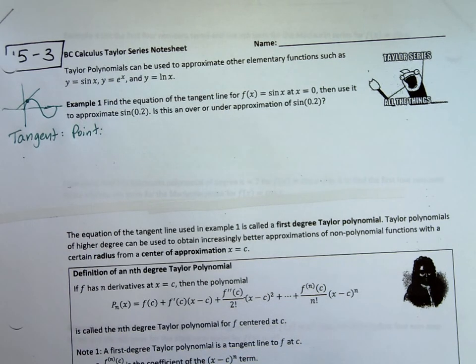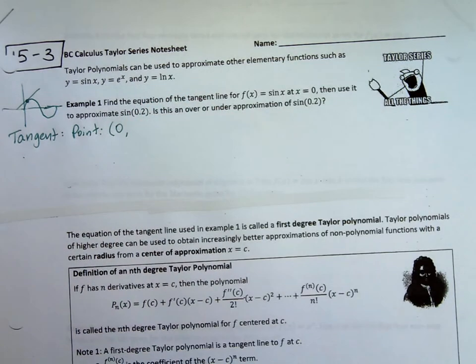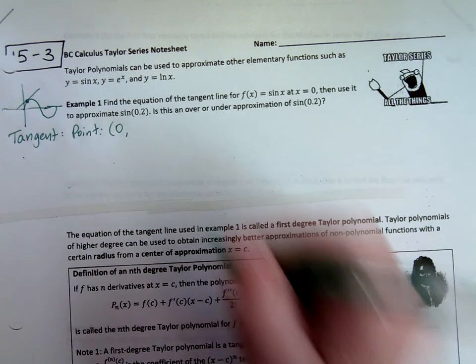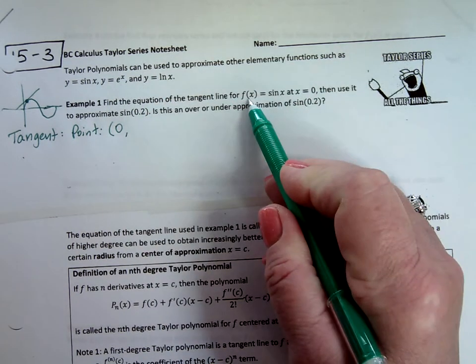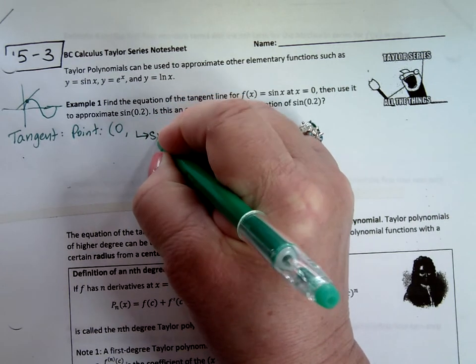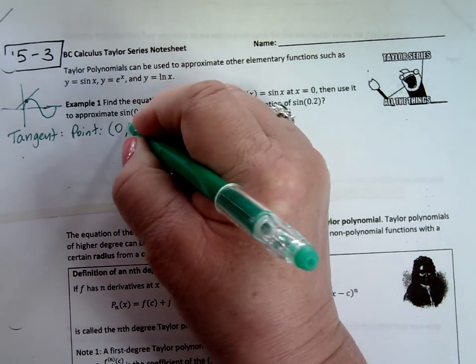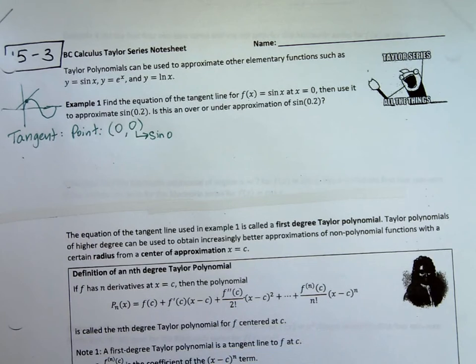So what's the point? Well, x equals 0 is going to be the first part of my coordinate. The y value comes from y equals the sine of x. So this is the sine of 0. Think about the unit circle. Sine of 0 is 0. And so there's my point. My point is (0, 0).